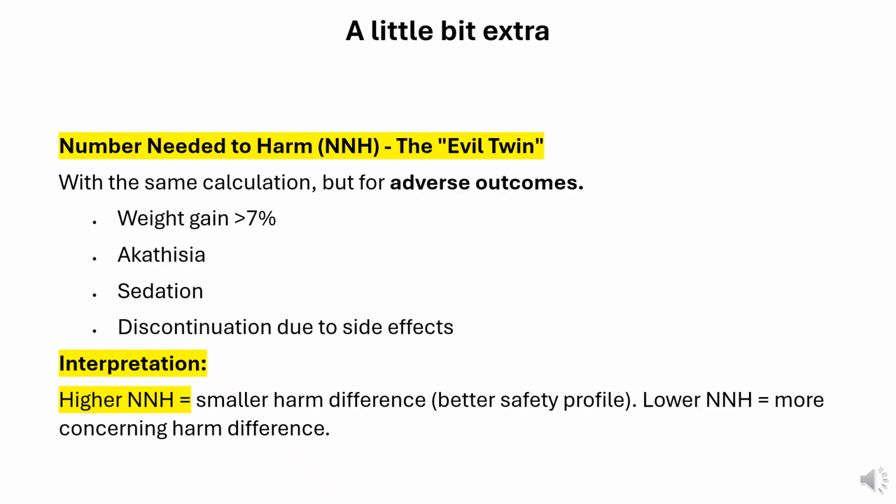Number needed to harm, NNH, the evil twin. Same calculation, but for adverse outcomes: weight gain greater than 7%, akathisia, sedation, discontinuation due to side effects. Interpretation: higher NNH equals smaller harm difference, better safety profile. Lower NNH equals more concerning harm difference.